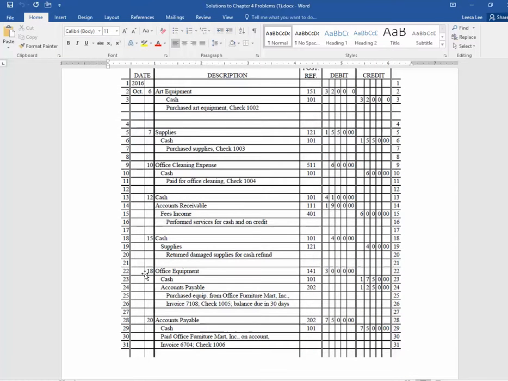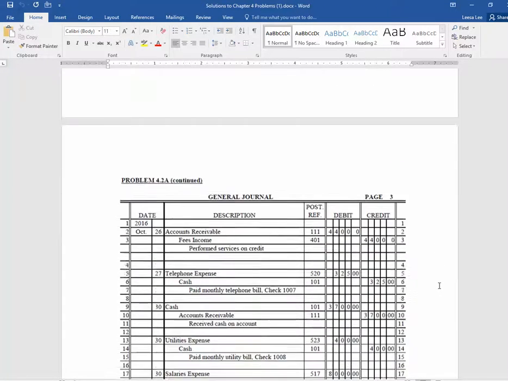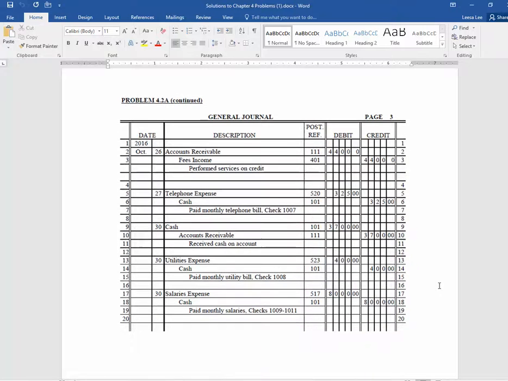Compound entries, like on the 18th, anytime you have two numbers on one side and one, two, three numbers on the other side, anytime there's more than one number on either side, it's a compound entry. One of the examples we talked about today in class was salaries. Let me see if we can run to the end of this one. Yes, so the salary expense on the 30th, that is sometimes the last expense you have for your transactions.